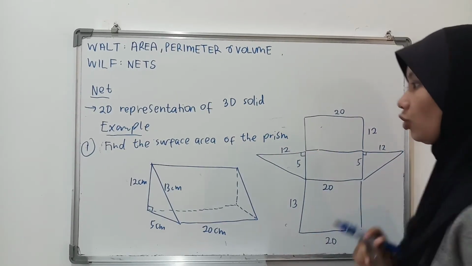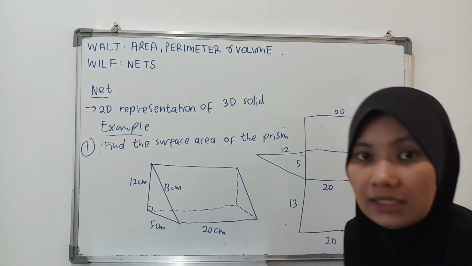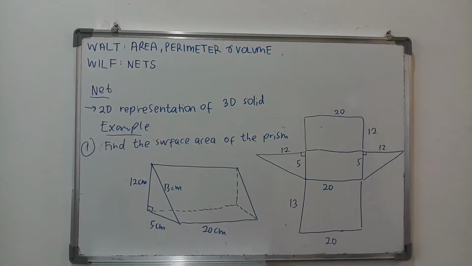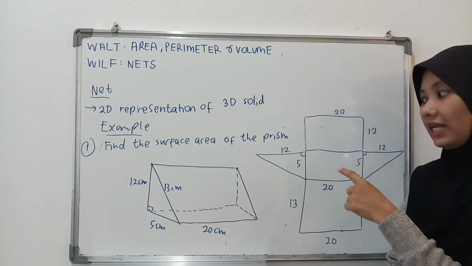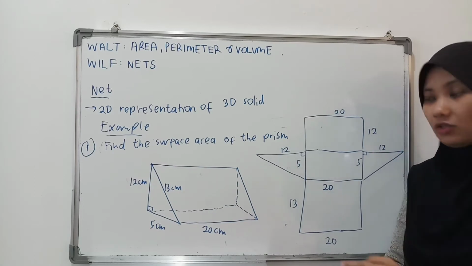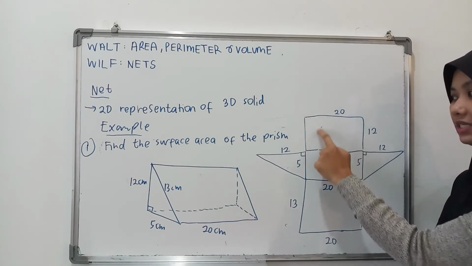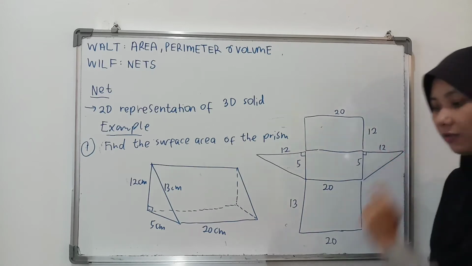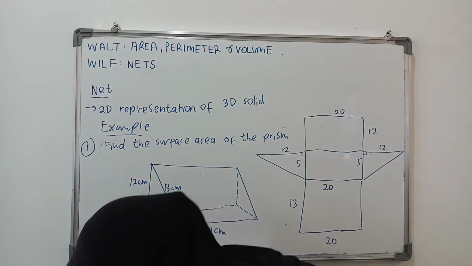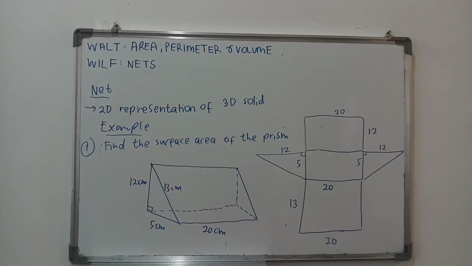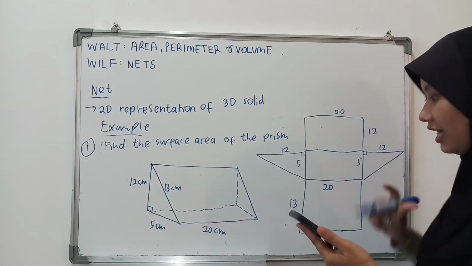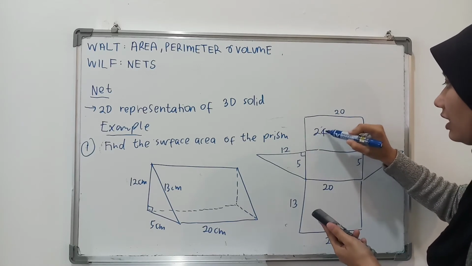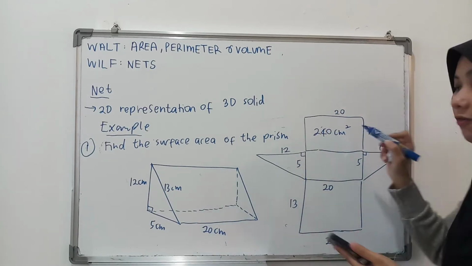So the question asks for the surface area of this prism. So you calculate the area one by one. So let's calculate the first one. This one first. Okay, 20 times 12. Use the calculator. You will get 240. 240 cm square for the first surface.